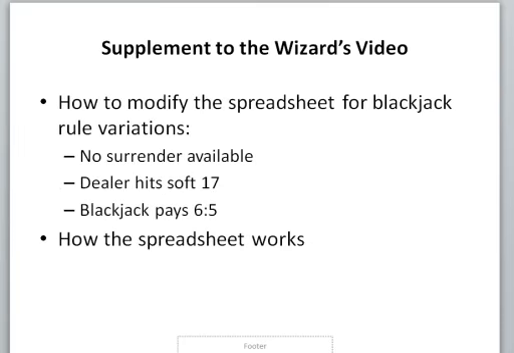So my video, the one you're watching now, is a supplement to the Wizard's video. I explained how to modify the spreadsheet for the following rule variations: no surrender available, dealer hits soft 17, and blackjack pays 6 to 5. I also explain in simpler terms than the Wizard how his spreadsheet works.